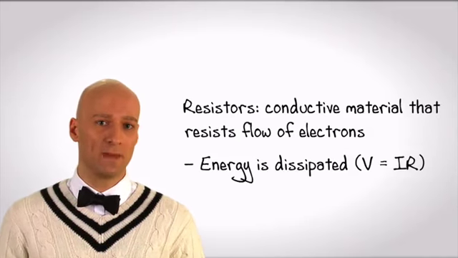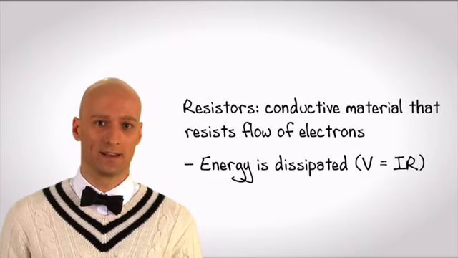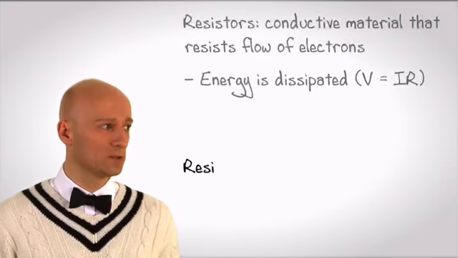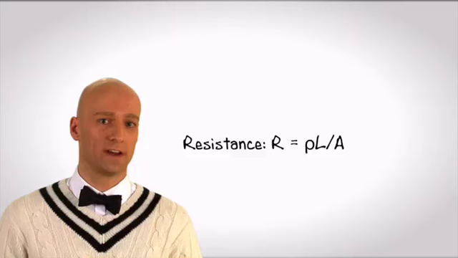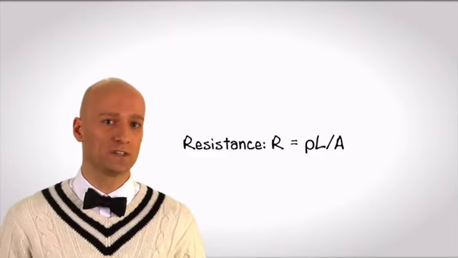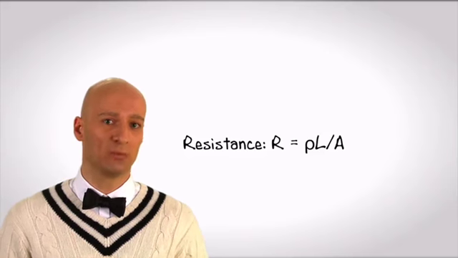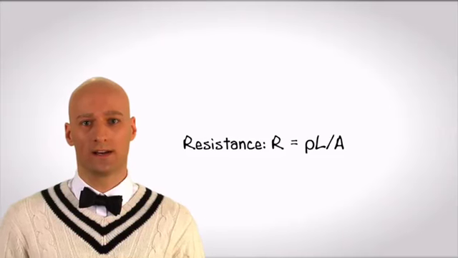Now, the mathematics of resistors is very important for you to understand on test day. So let's look at the equation that governs resistance. This equation, which you have here, is R is equal to rho times L divided by A, and we'll define each of these terms. Rho stands for resistivity, and we'll talk about that in a moment. L is the length of the resistor, and A is the cross-sectional area.